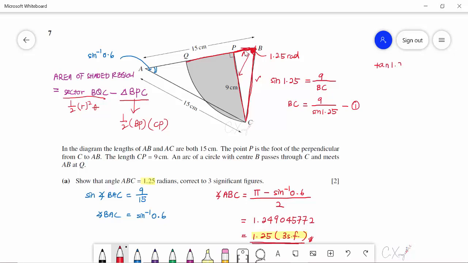So tangent 1.25 is equal to 9 over BP. From here, I can get the length of BP. So the length of BP will be 9 divided by tangent 1.25. By using this small triangle, I can get the value for BP and also the value for BC. So this one is tangent.